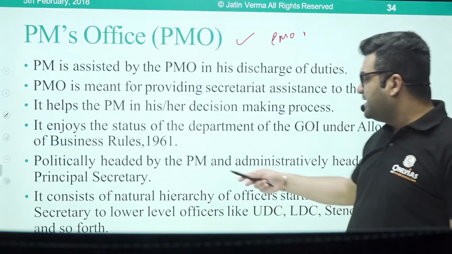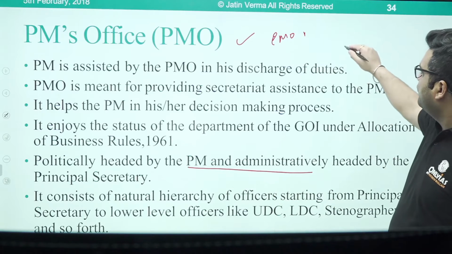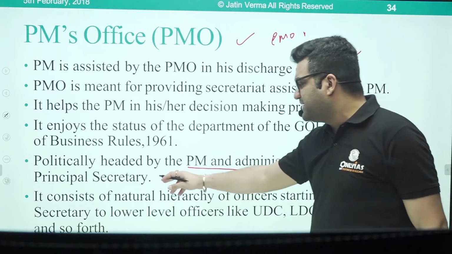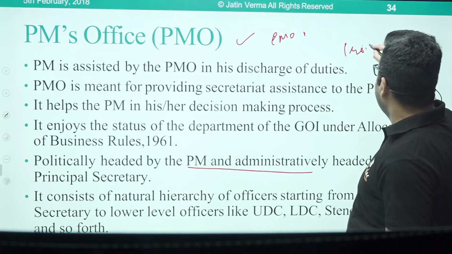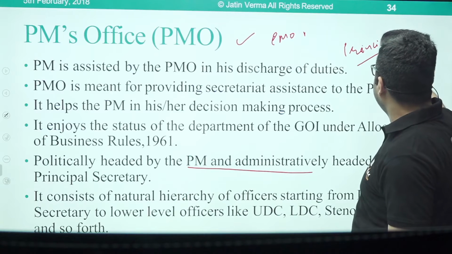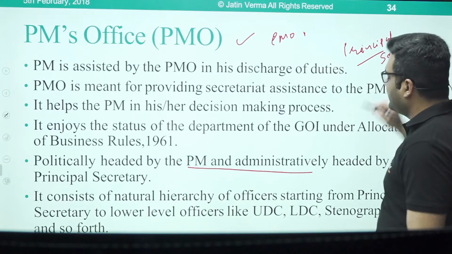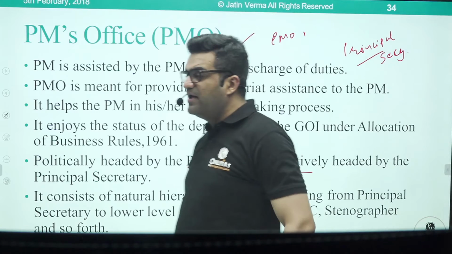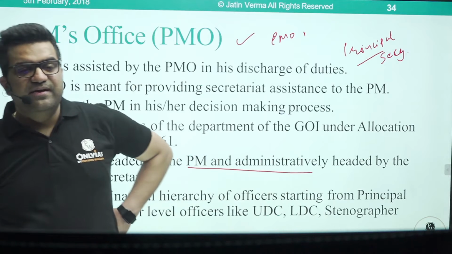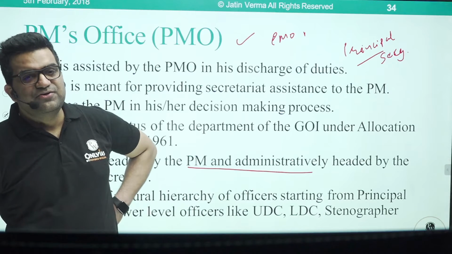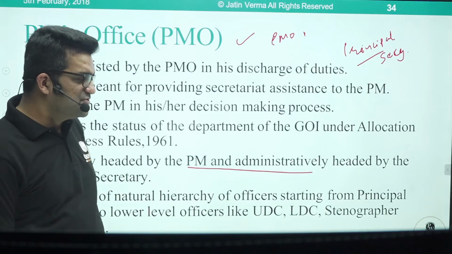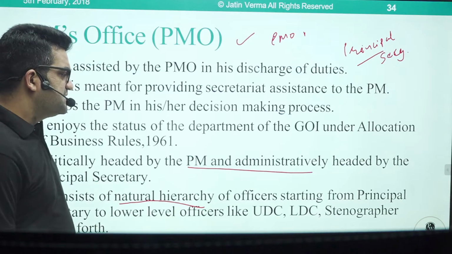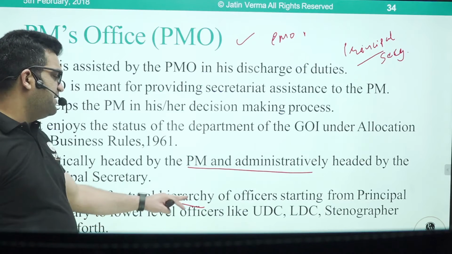So it is politically headed by the PM, and now we have two principal secretaries, okay, and it is administratively headed by the principal secretary. Recently Shakti Kanta Das has been appointed as the second principal secretary to the Prime Minister, because the Prime Minister works for 14 to 15 hours a day. One principal secretary might get tired, so that is why two are needed. So our Prime Minister is a superman. Now it consists of the natural hierarchy of officers, starting from the principal secretary down to lower level officers.